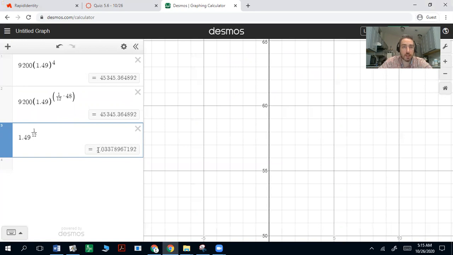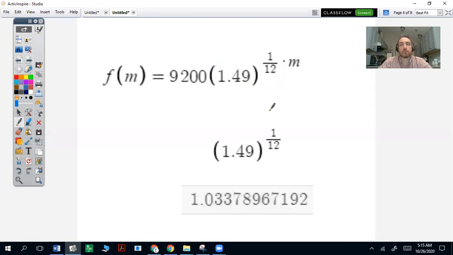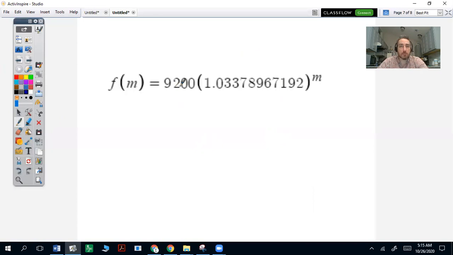1.033789679192. All right, so let's look at that number, 1.033789679192. I can replace this 1.49 to the 1/12 power with that number. So all of that will become 1.033789679192. So the function is going to look like this: 9,200 parentheses 1.033789679192 raised to the m power. Well, I don't want to have this many decimals, so I'm going to round that to 4 decimal places.